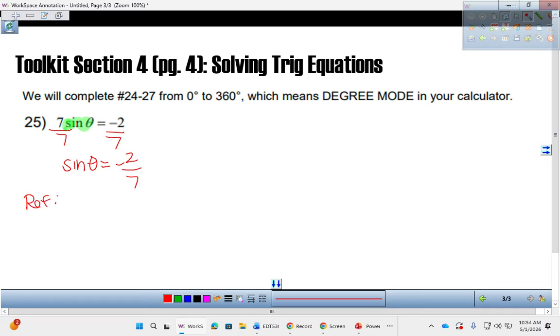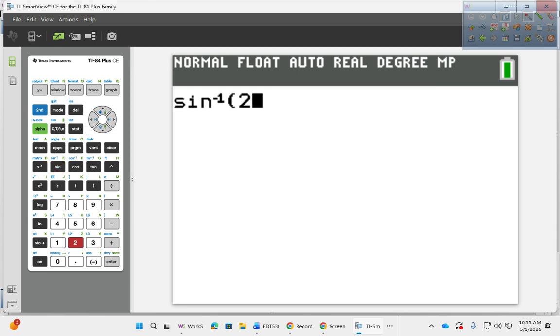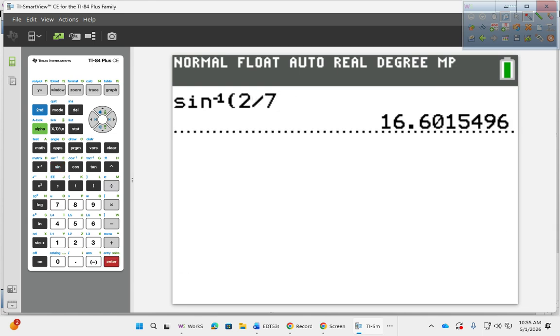Once the trig function is alone, you're going to find the reference angle. You find the reference angle by doing the trig inverse of whatever's on the other side. But when you do that, don't use negatives. That's just a tricky step to it. So I'm not doing the trig inverse of -2/7, I'm just doing the trig inverse of 2/7. That's going to give me my reference angle. All right, so sine inverse of 2/7 is 16.6.